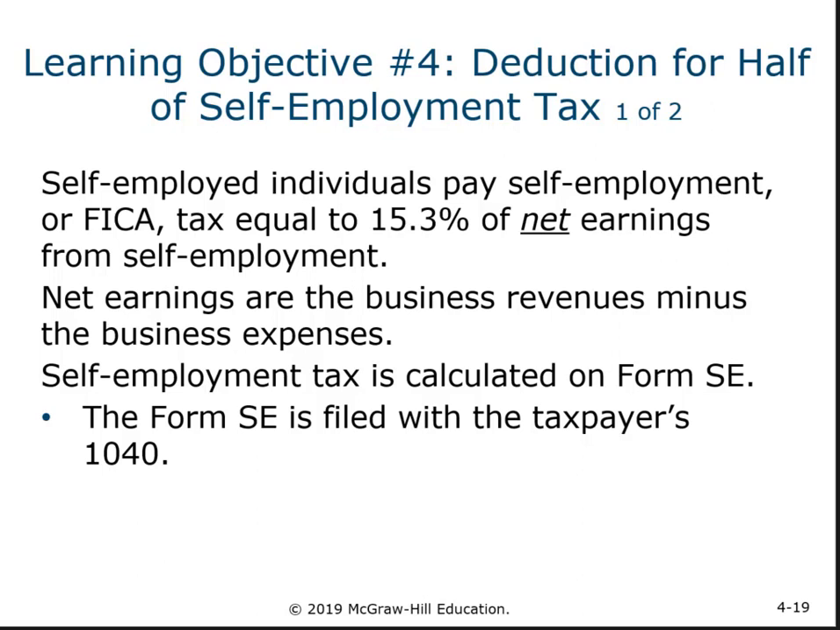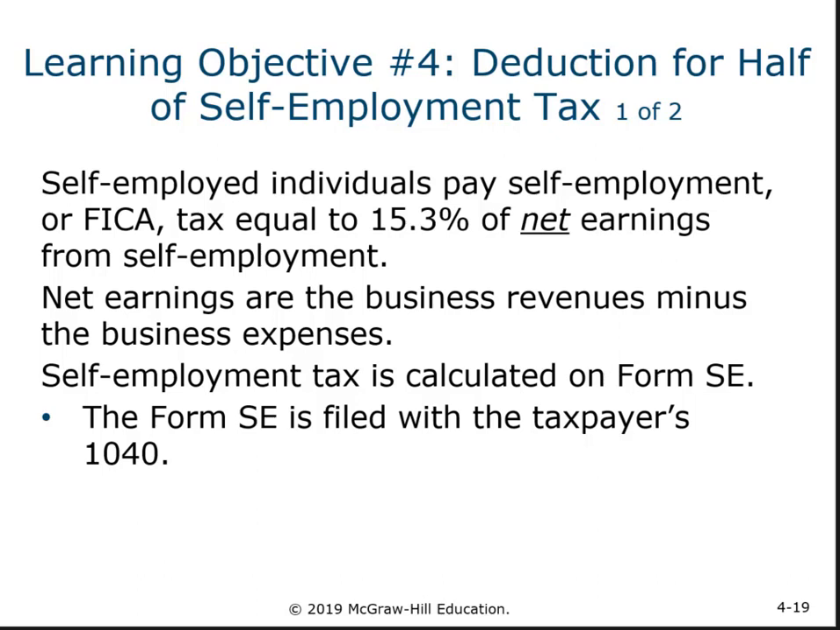So you take what you bring in if you're a business, your side hustle, whatever you want to call it, you subtract out the expenses, then you take that amount and you multiply it by 0.9235. Okay? When you do that, you are taking a deduction for half of the self-employment tax. Once you've done that, after you multiply by the 0.9235, you multiply by 15.3% or 0.153, and that is your self-employment tax.